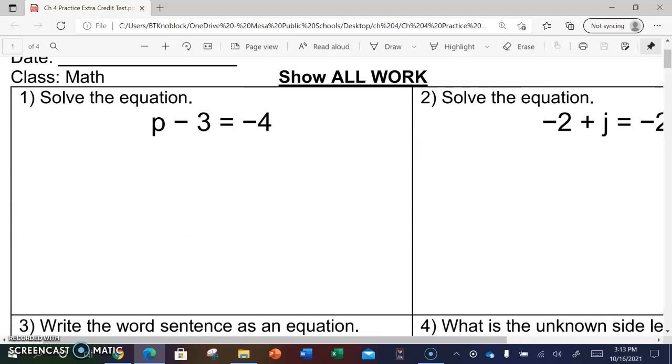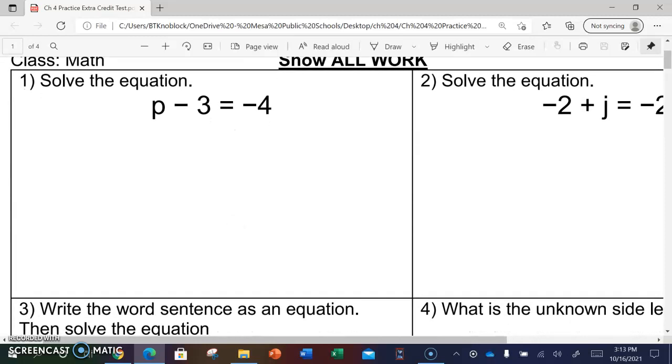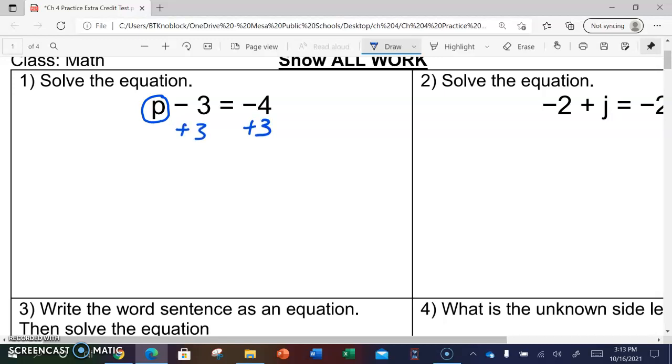So number 1 says p minus 3 equals -4. So your variable term is the p. So to get rid of -3, you have to add 3 to both sides of the equation. So we end up with p, these cancel, equal sign comes down, and -4 plus 3 is -1.